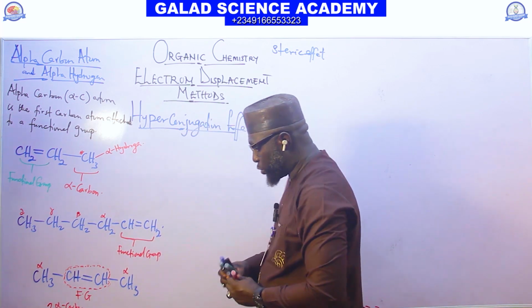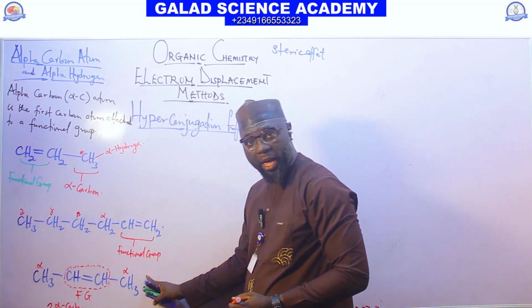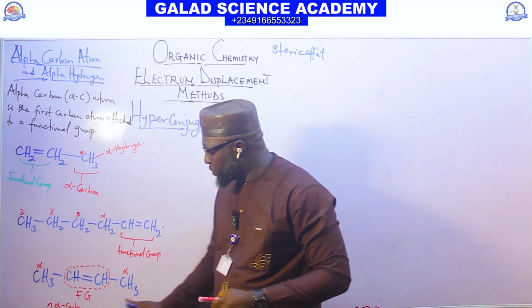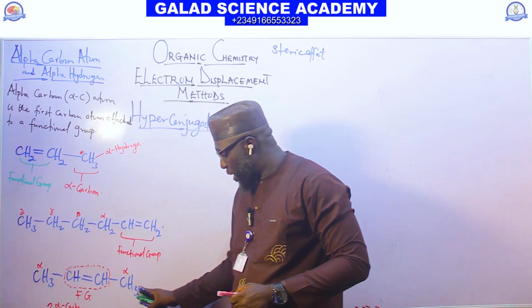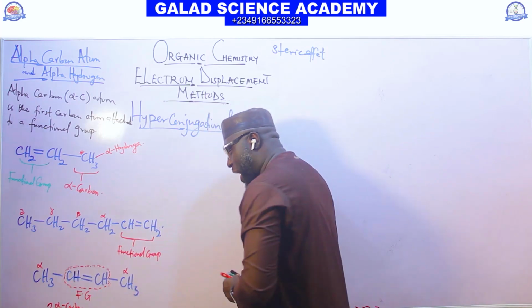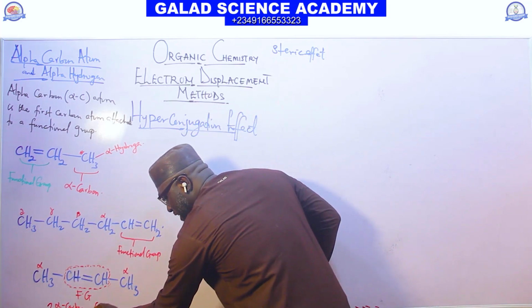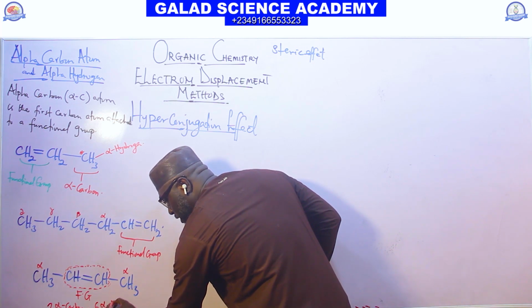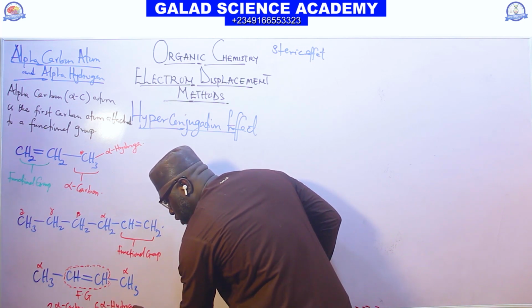The first one here, the second one here. How many alpha hydrogen do we have here? Three. We have three. Add it together, six. And we have six alpha what? Hydrogen.